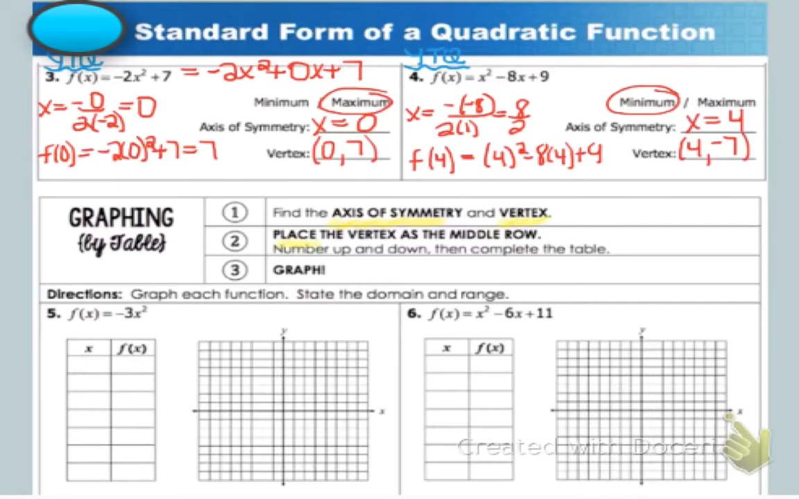Secondly, we're going to place the vertex as the middle row in our table. And we can number up and down on either side of the vertex. And finally, we're going to graph it.